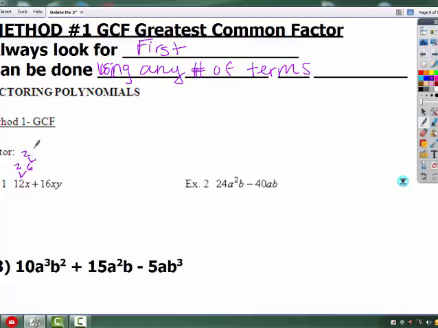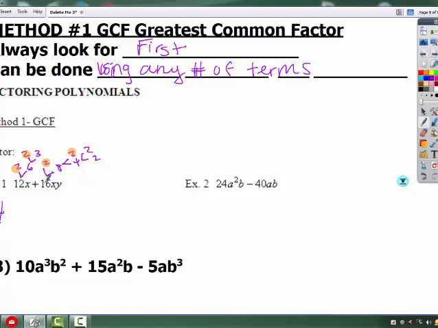So 12 would be 2 and 6 and then 2 and 3. 16 would be 2 and 8, 2 and 4, 2 and 2. So what do they have in common? Well, 2, 2, 2, 2. They have two 2's in common, which means a GCF of 4.